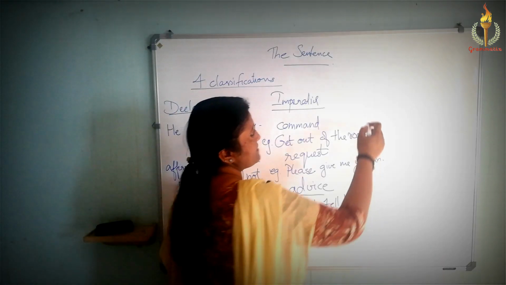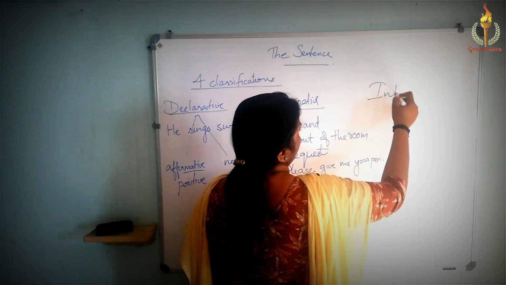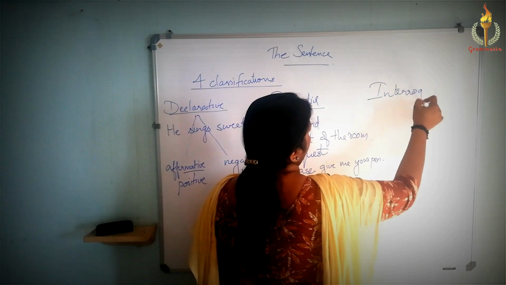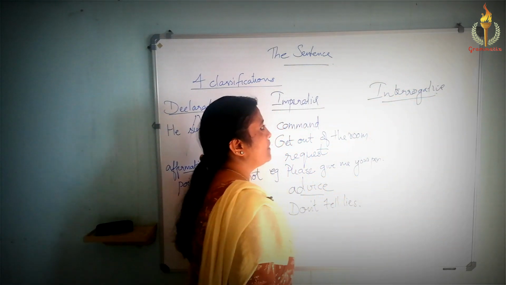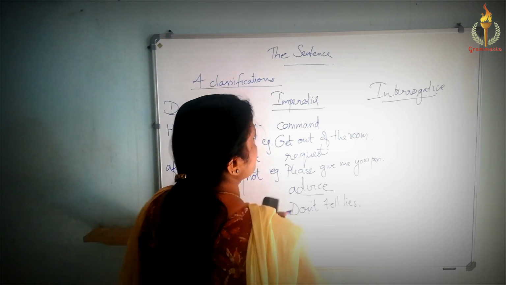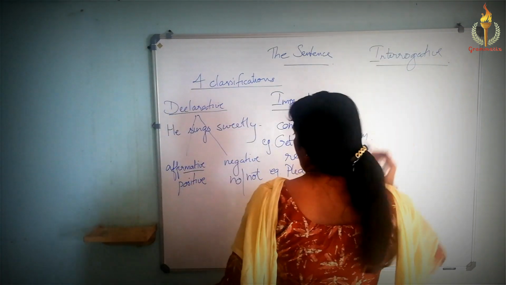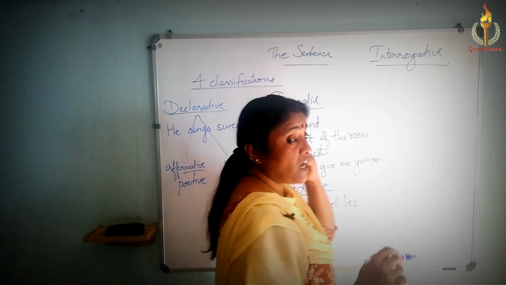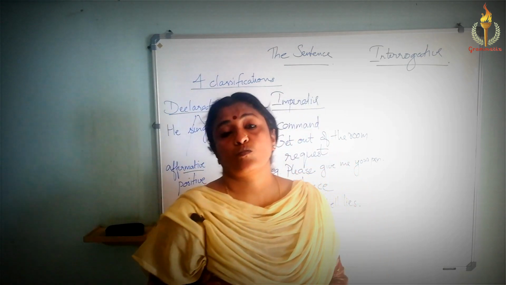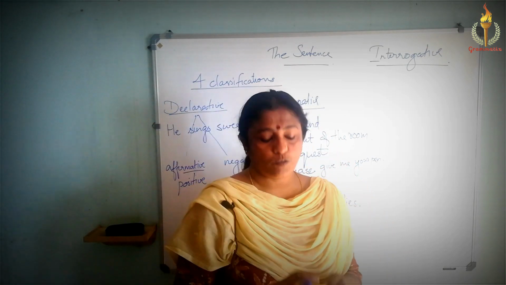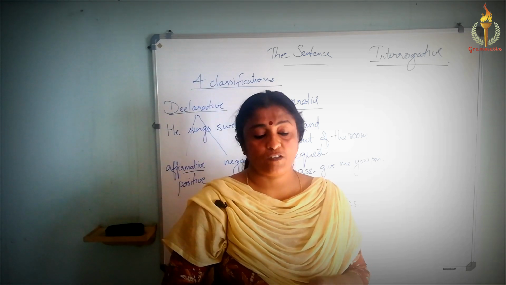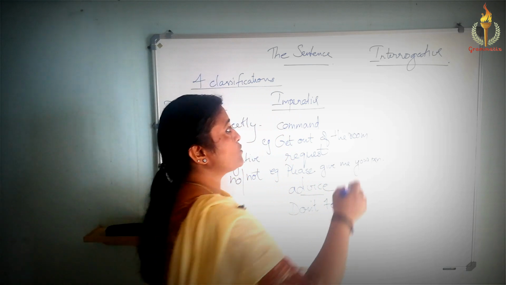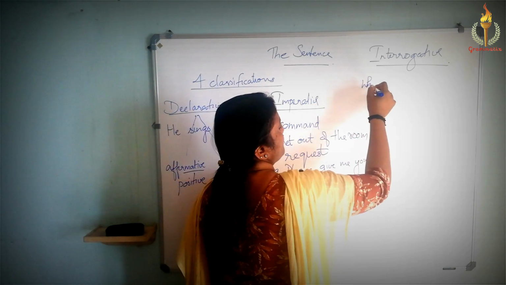And the third one is interrogative sentence. Now what do you mean by interrogative sentence? Interrogative sentences are sentences which ask questions. There are four ways in which you can put a question. The first one is the WH question.